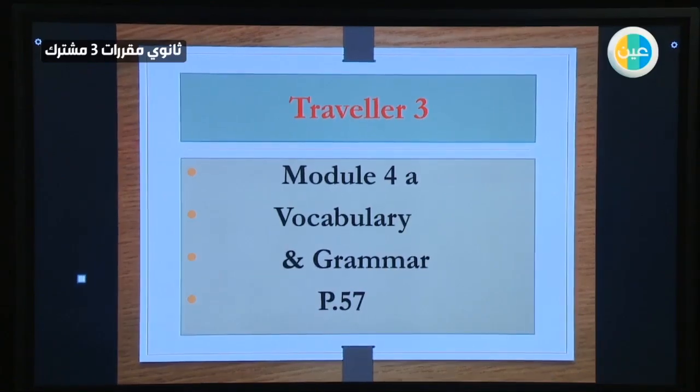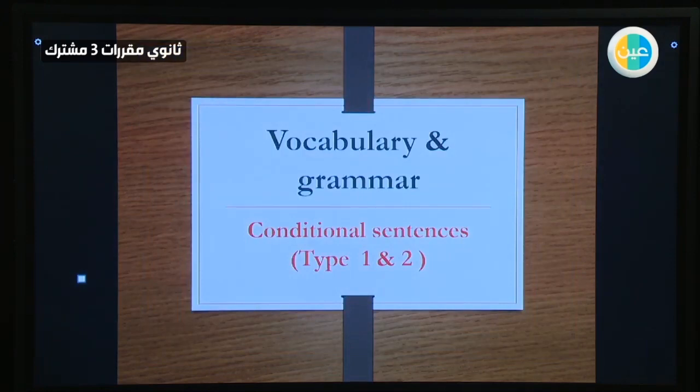Bismillah. Now we will start Module 4A, Vocabulary and Grammar, the second part, page 57. Before, we discussed another grammar point in this module, which is future tense. Today we discuss another grammatical point: conditional sentences, type 1 and 2.